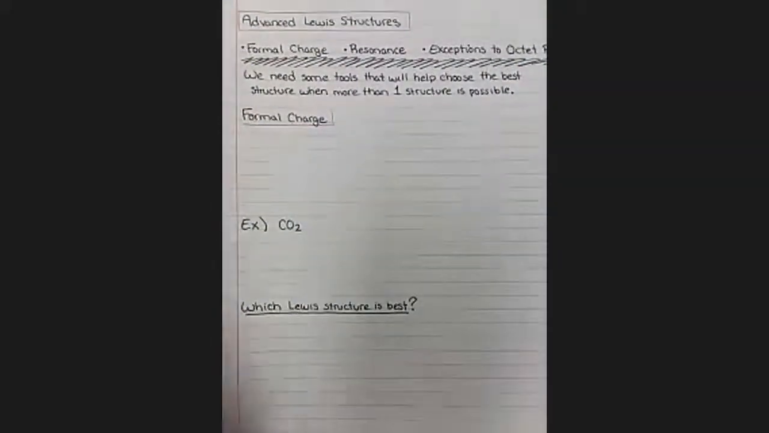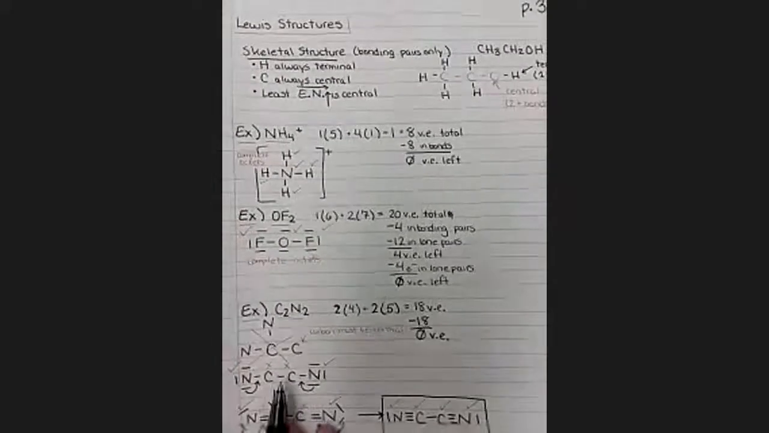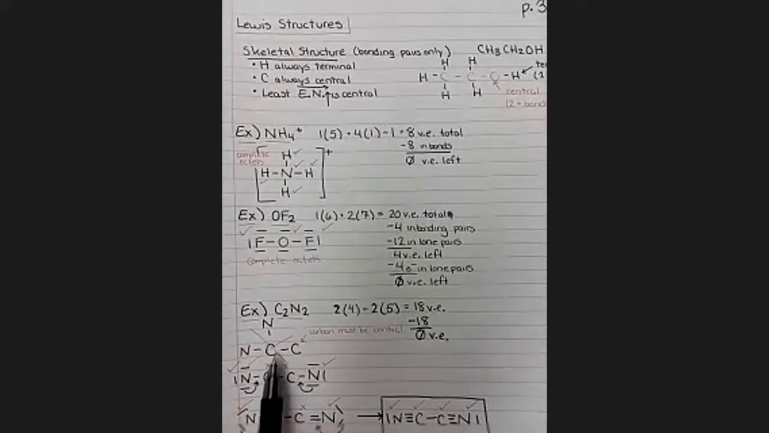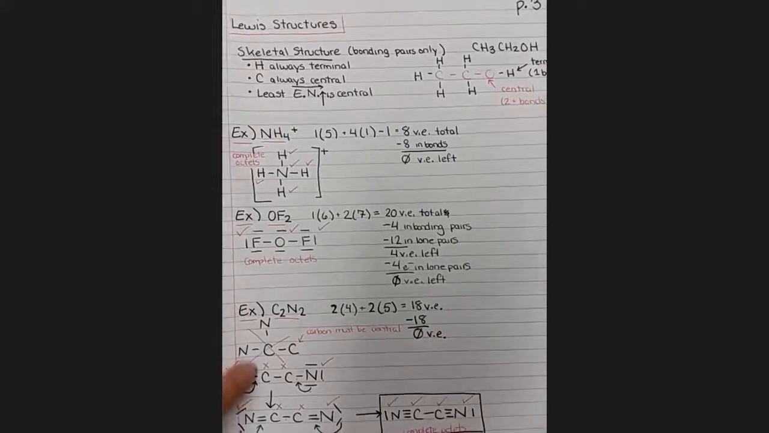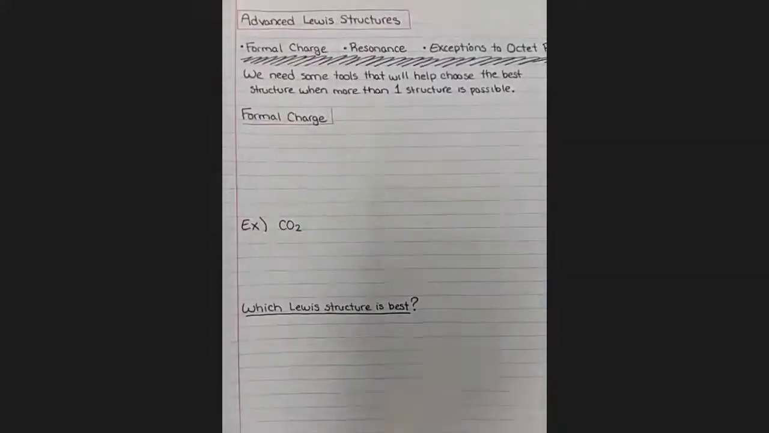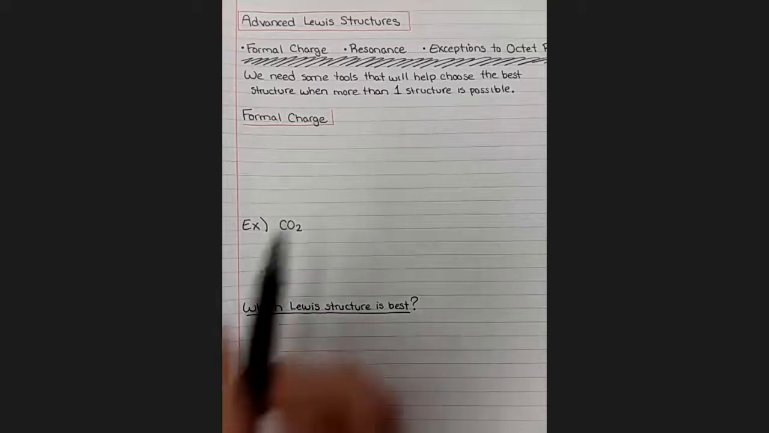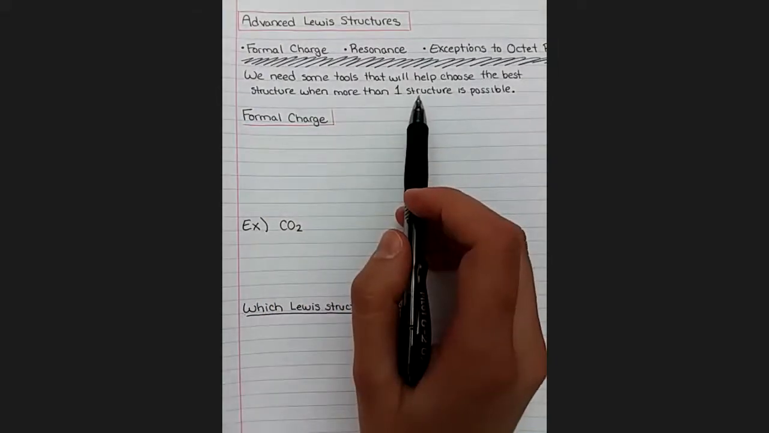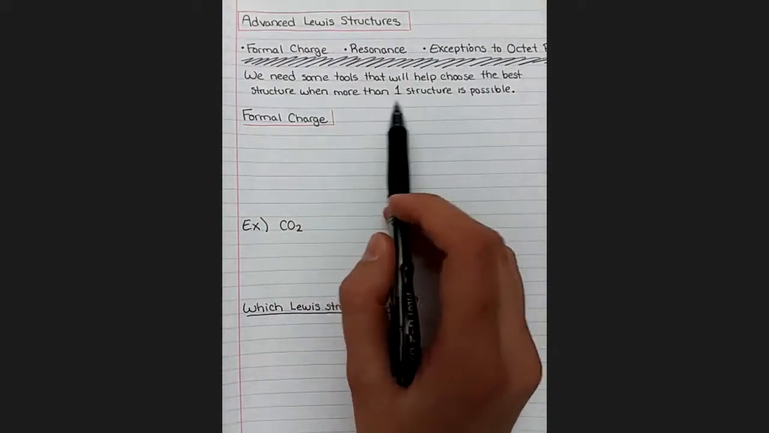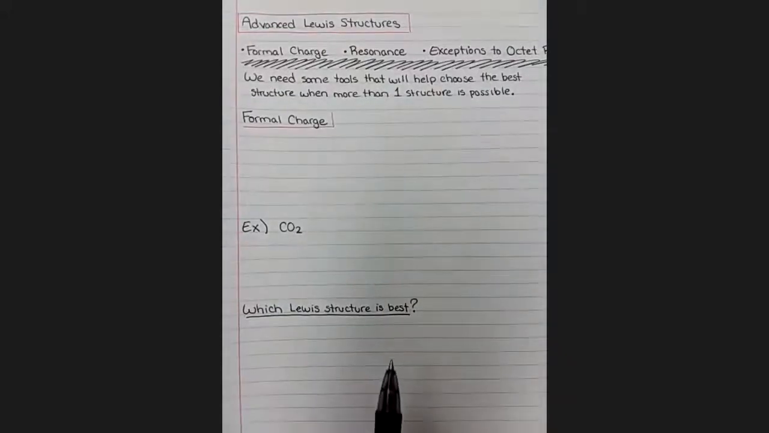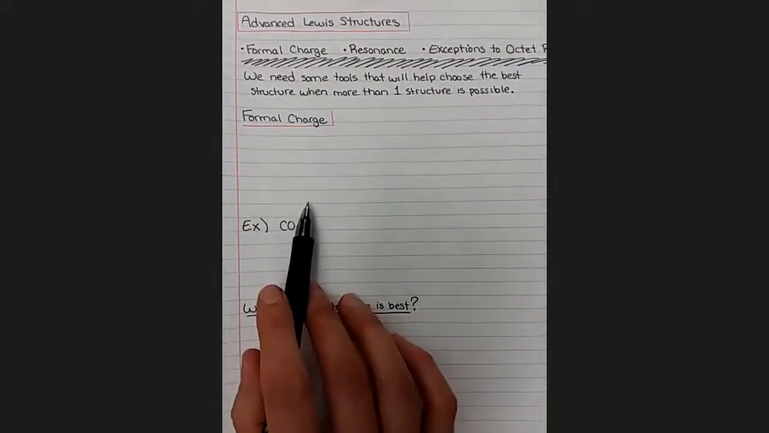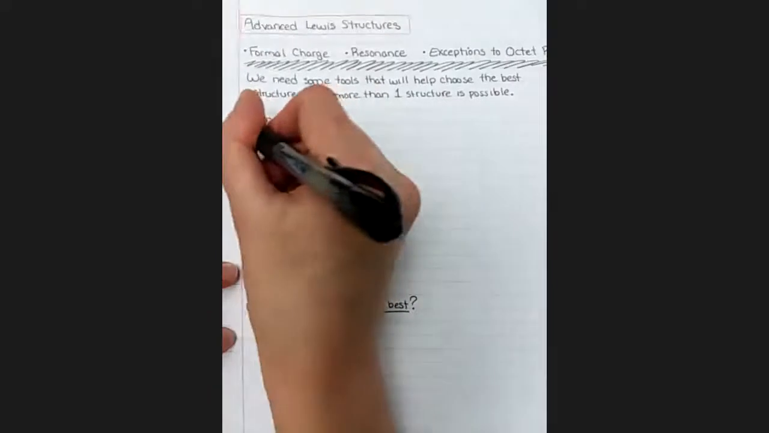In our previous video, we drew a couple of different structures here for C2N2, and we crossed out this structure specifically because this carbon wasn't in the center, and we crossed out these structures because we didn't have complete octets. So these are not multiple options, those are illegal options. I am talking about multiple legal options that could happen, and we need to decide which one is the best. So the first tool we're going to use to help us decide is called formal charge.